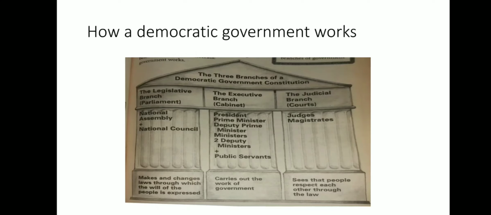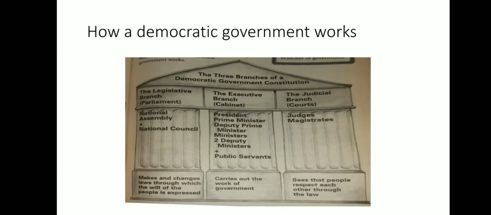The executive branch, which consists of the president, the prime minister, the deputy prime minister, ministers, and their deputy ministers, plus the public servants, are the ones that carry out the laws formed by the legislative, which is the parliament. So they make sure that these laws are carried out, that these laws are applied by the people and applied to the people. And then the judicial branch, which are the courts, which consist of judges and magistrates.